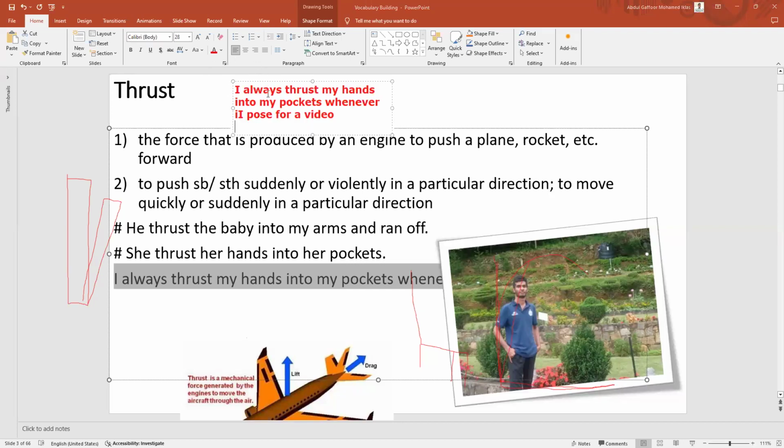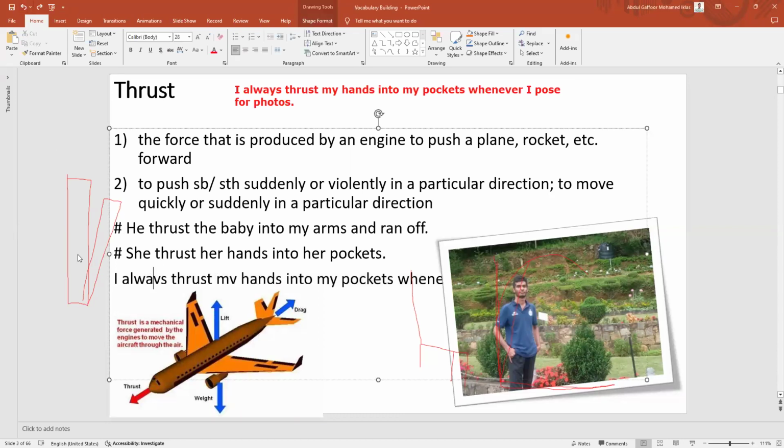I always thrust my hands into my pockets whenever I pose for photos. So here I have constructed a sentence, how I always thrust my hands into my pockets whenever I pose for photos. Now this is a simple sentence. Now we will again move to the previous slide to continue the words that we are studying.